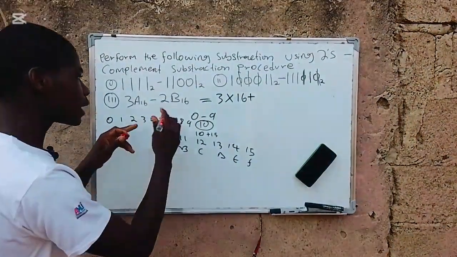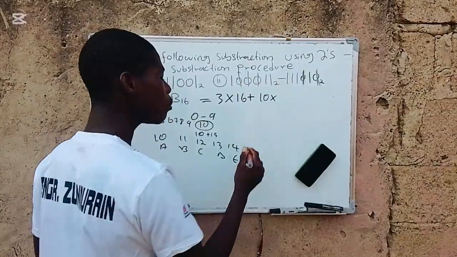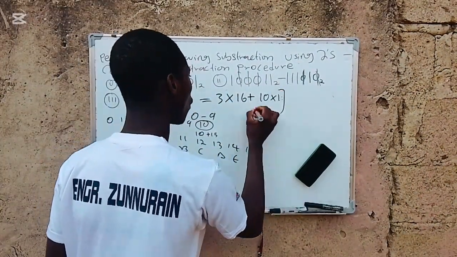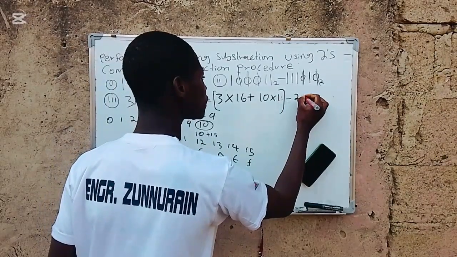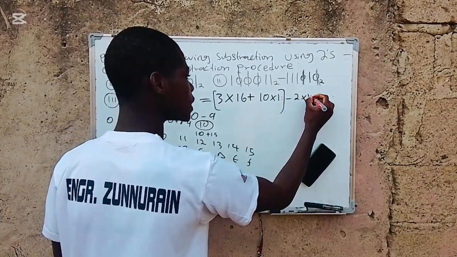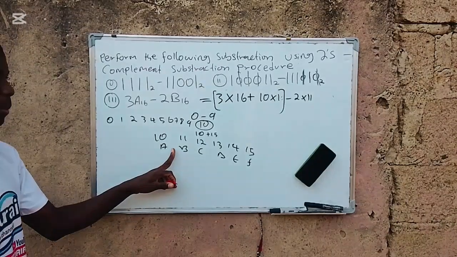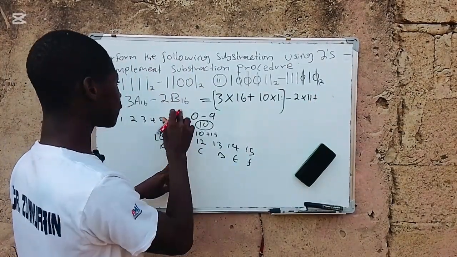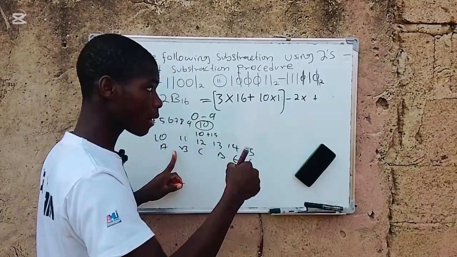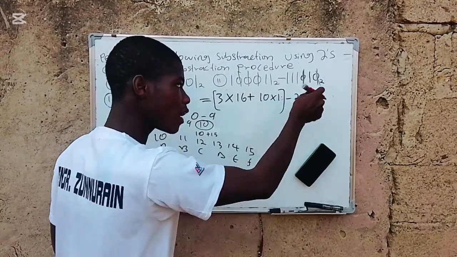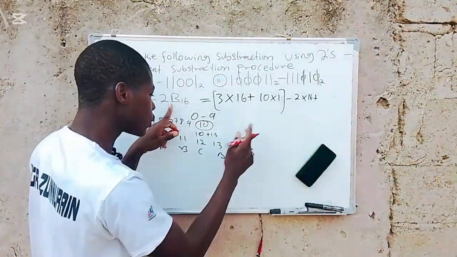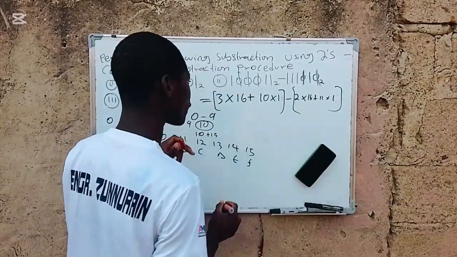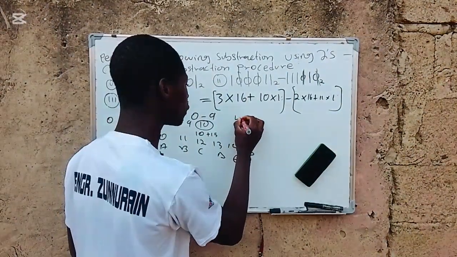So I have to say the value of 10 multiplied by 1, it will be equals to... okay, sorry. Whole minus 2 multiplied by the value of b, which is 11. The next thing I have to do is multiply by the base, and then say plus the value of b, which is 11 multiplied by 1.